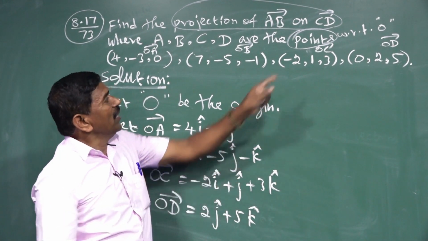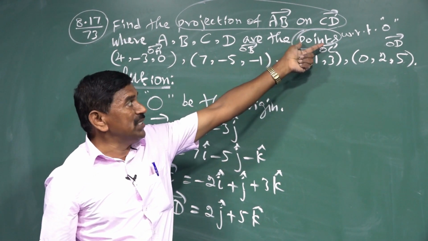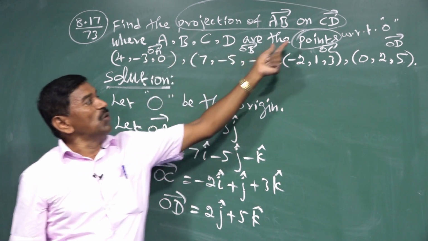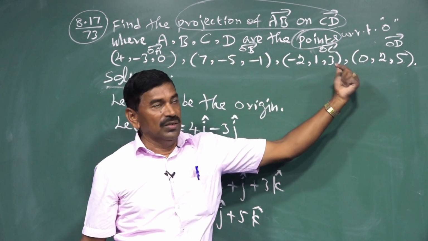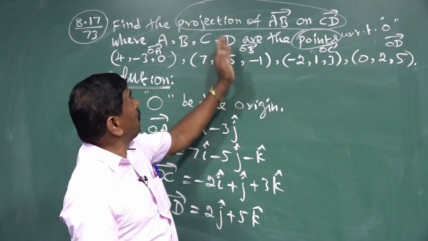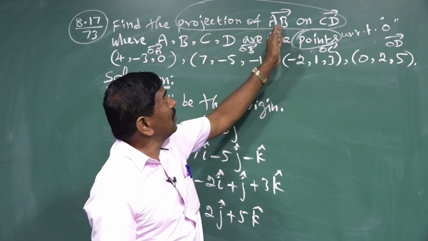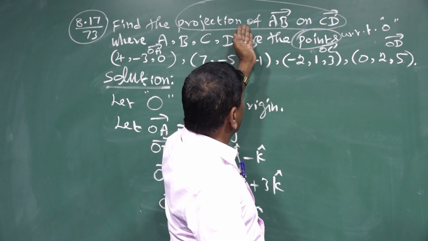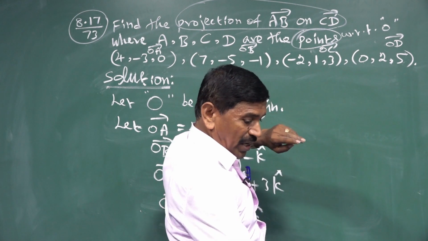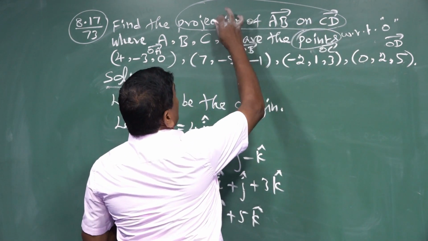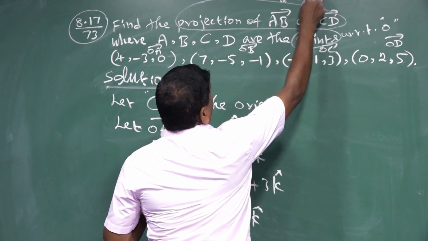Here, with respect to origin O, we have to take position vectors of the points. We are asked to find the projection of AB vector on CD vector. Now it is of the form projection of A vector on B vector.